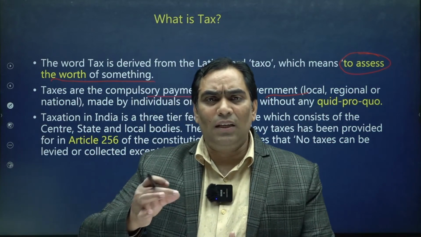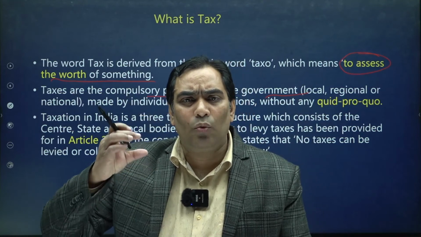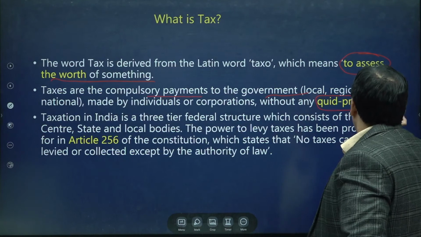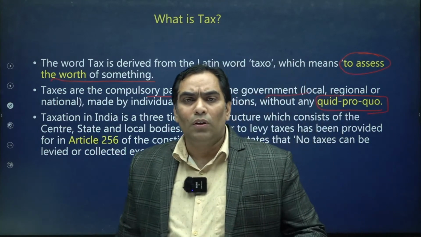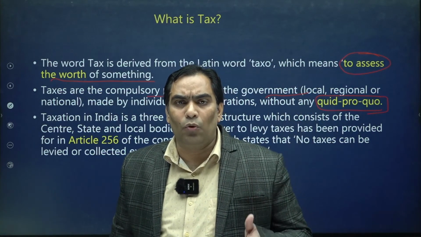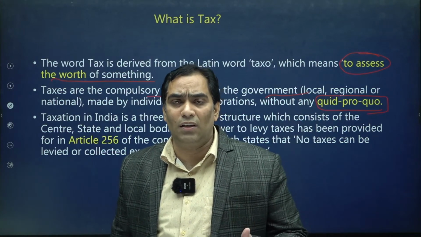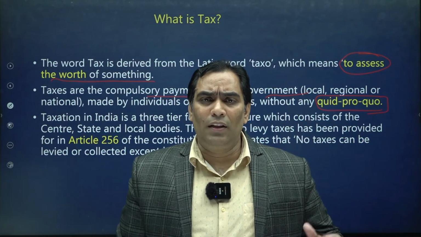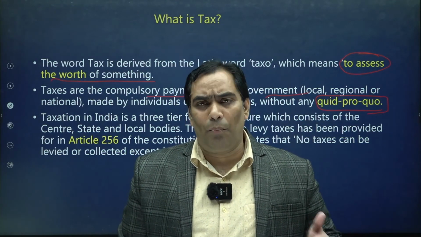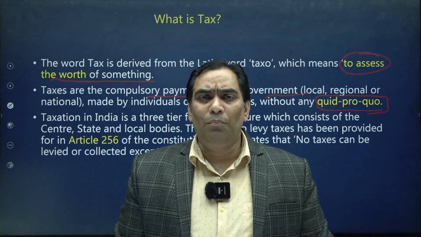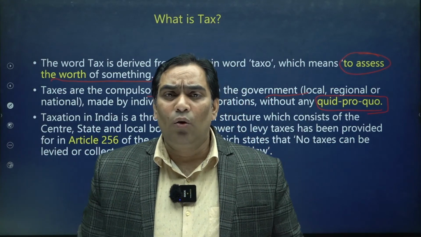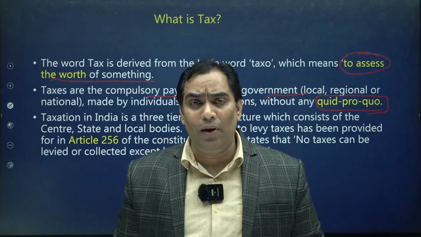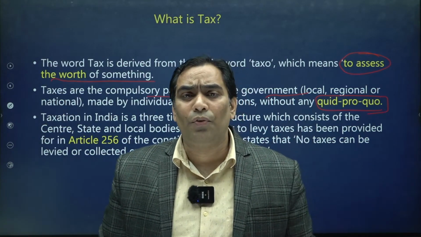So what are taxes? Taxes are compulsory payment to the government without any quid pro quo. What is the meaning of quid pro quo? It means without any consideration. If someone is paying taxes, be it income tax or property tax or whatever tax, then on behalf of that tax, nobody can claim special privileges from the government. That is the meaning of quid pro quo.